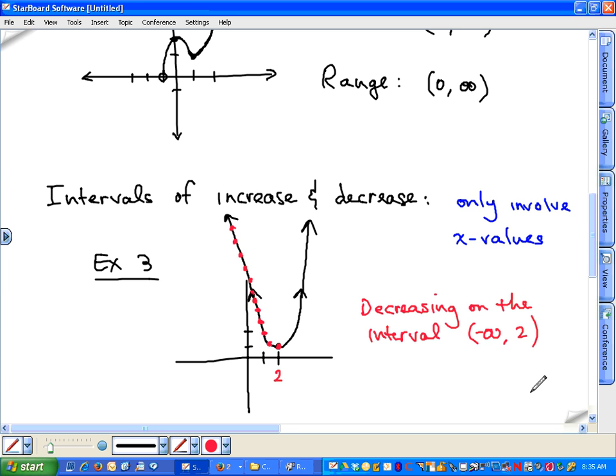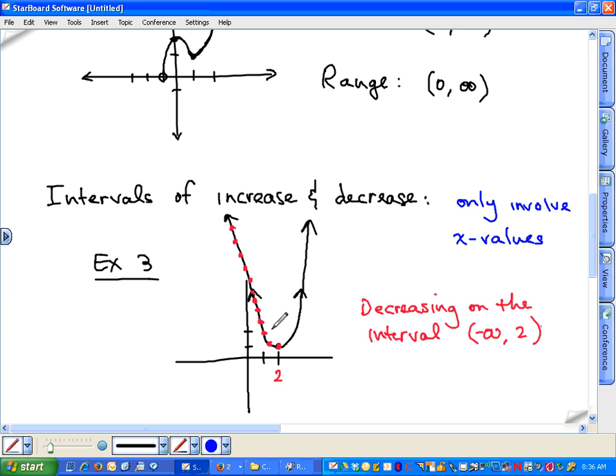Now I have to clarify something here. Our textbook, for some reason, is wrong. I don't know why they haven't fixed this yet. But if you were to check your answer in the back of the book on a problem like this, they would mistakenly put a bracket there. It is incorrect. Okay? Intervals of increase and decrease are what are called open intervals. So you leave it open. You don't close it with a bracket. It's decreasing on the interval negative infinity to positive 2. Even if it's a graph that has closed endpoints, it's always an open interval for increasing or decreasing.